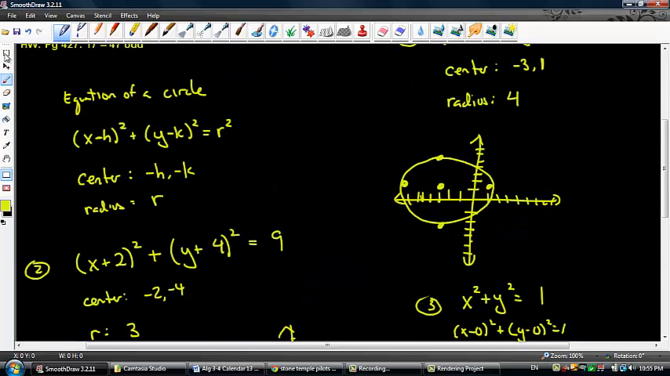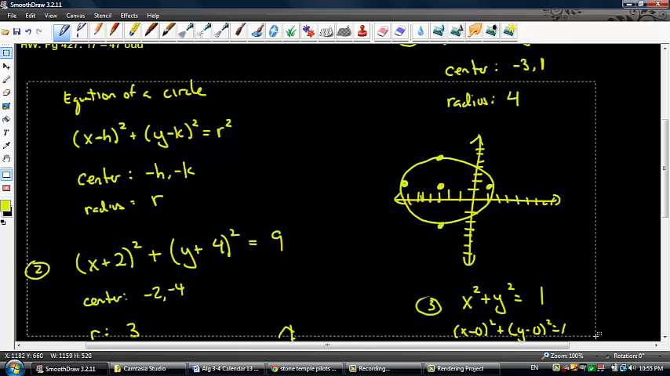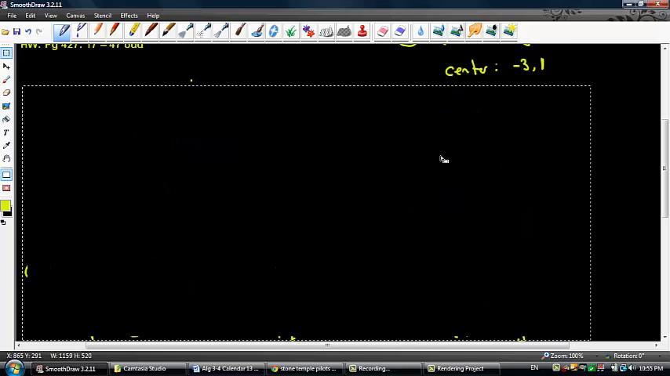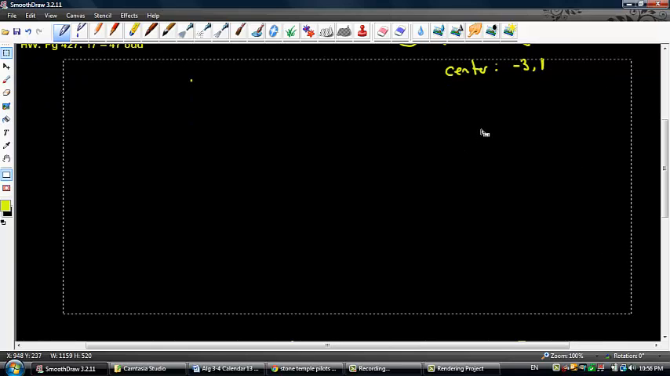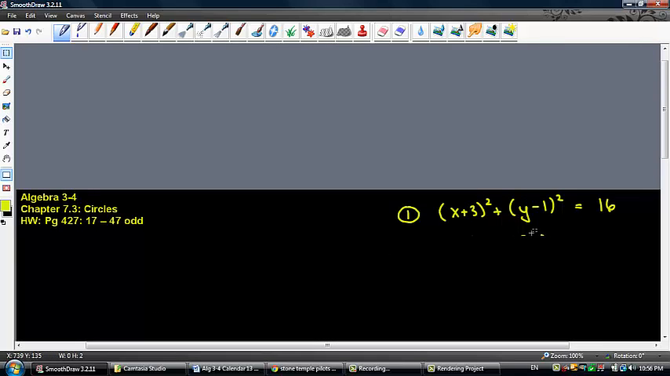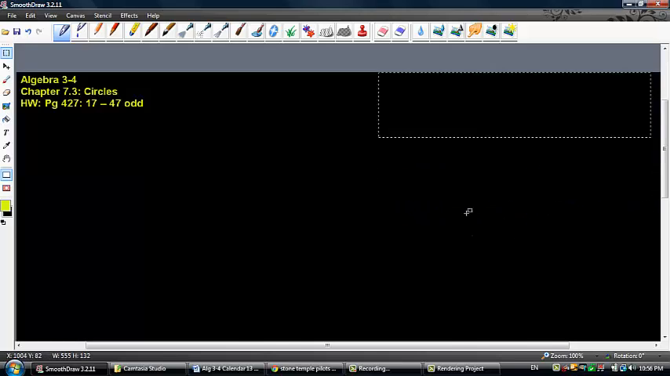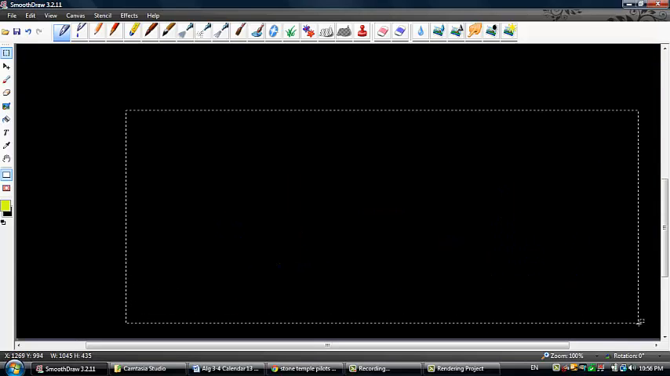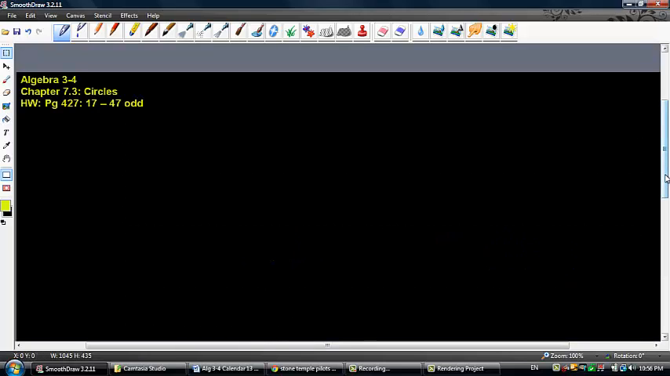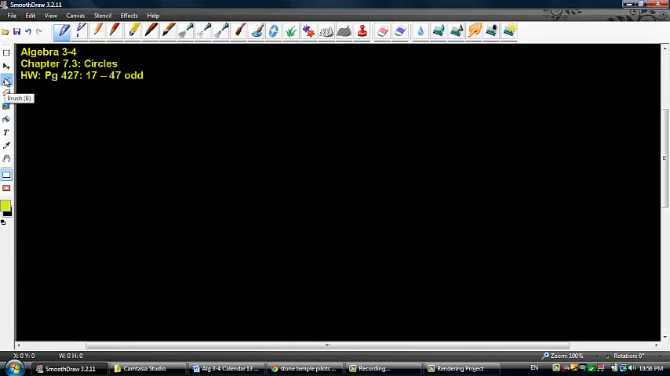That's when it's given to you in conic form. When it's in standard form, it's a little harder to see. We're going to use a very familiar technique to bring it to conic form, and I think you all know what that technique is. Whenever we're trying to convert a form from standard into some type of vertex form, it always reverts back to completing the square. So why don't we take a look at writing equations of circles.